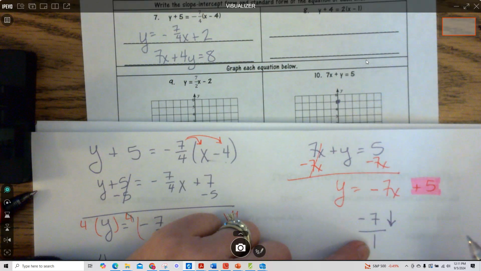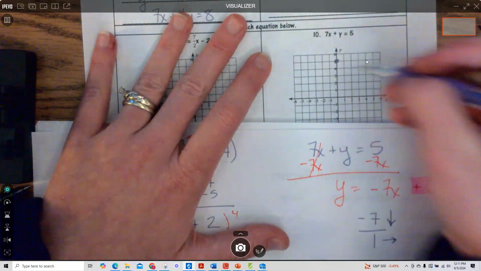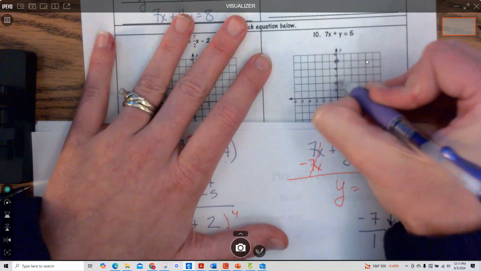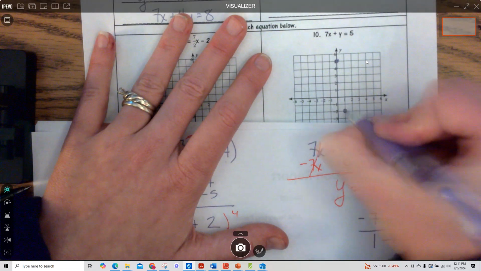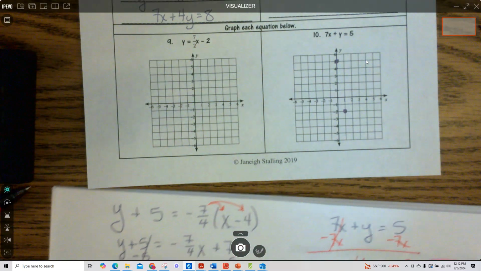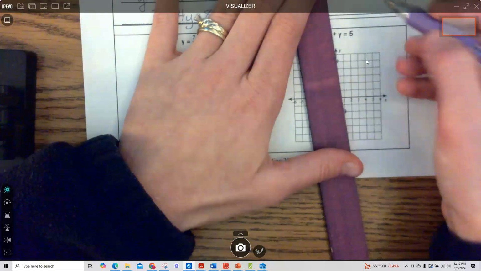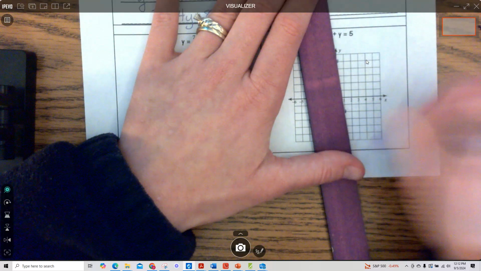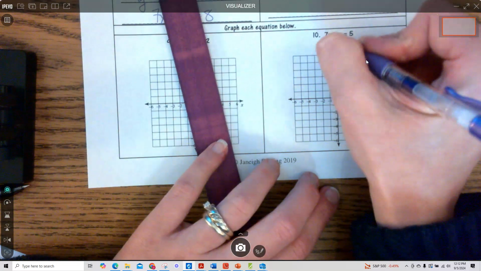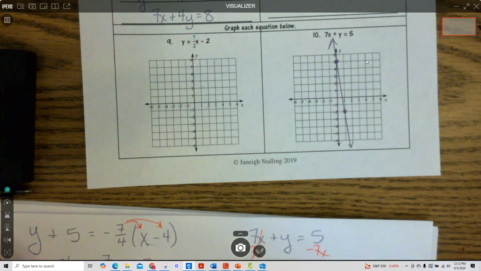Is that left or right? Right. So from that point that I just marked, I'm going to count down 7. 1, 2, 3, 4, 5, 6, 7, and then right 1. As long as I got 2 points, I've got a straight line. And it's graphed. So graphing from slope-intercept form is really, really easy.